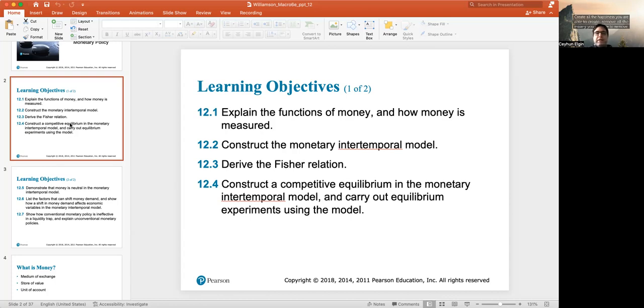One is the functions of money and how money is measured. Number 2 is constructing the so-called monetary intertemporal model, which doesn't really differ much from the model that was obtained back in chapter 11. Number 3 is deriving the Fisher relation, the relationship named after Irving Fisher, an American economist of the 19th century. Then talking about the competitive equilibrium in the monetary intertemporal model and doing some experiments with it.